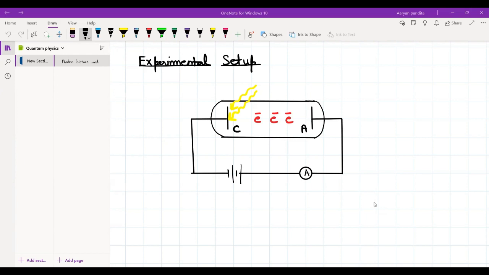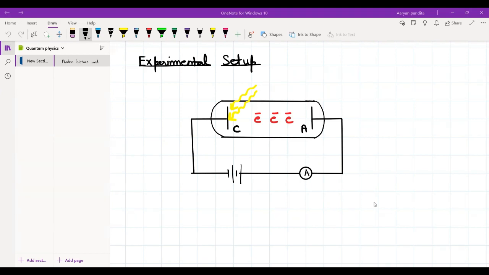So this is basically the fundamental setup, because this is how you gather the evidence of the photoelectric effect. When the electrical current is established inside the circuit, you say that yes, definitely the photoelectrons have been emitted out of the cathode plate, and therefore the photoelectric effect has happened.